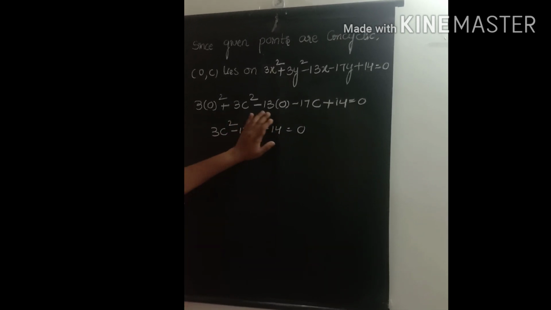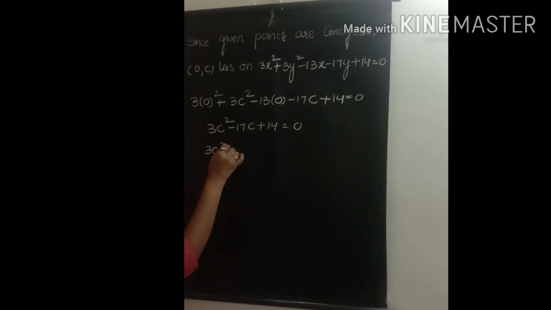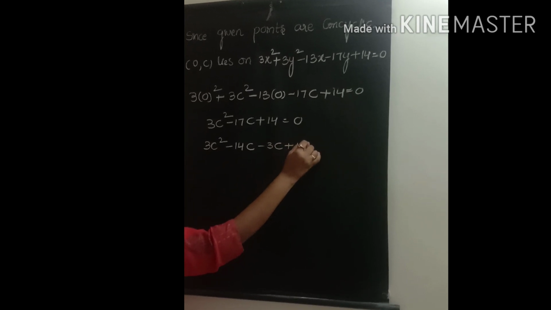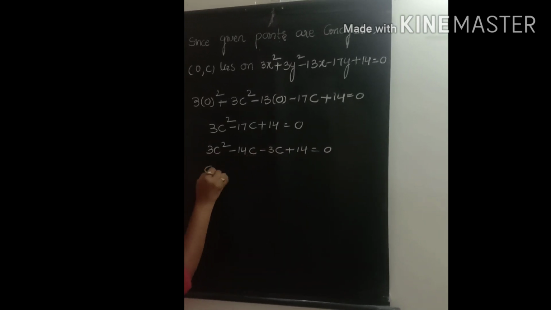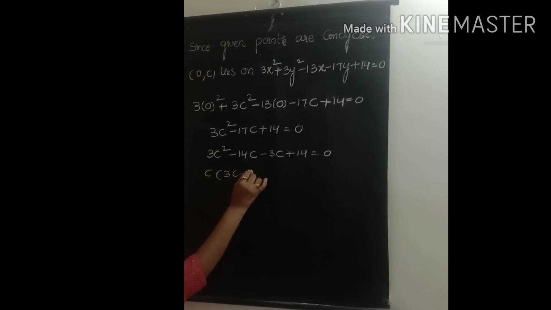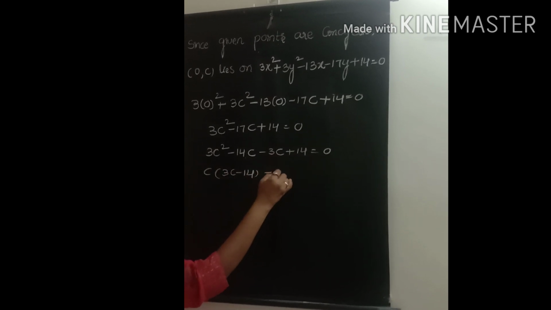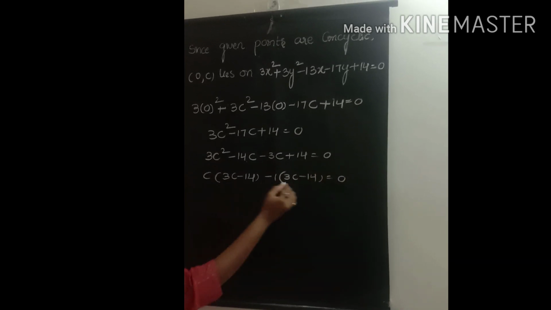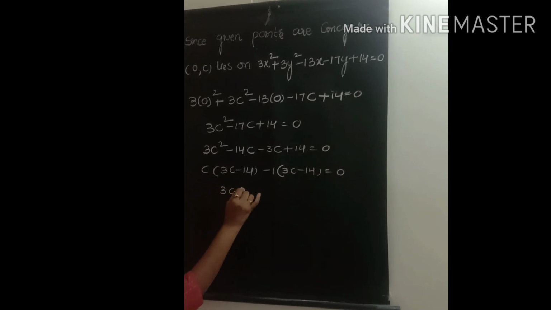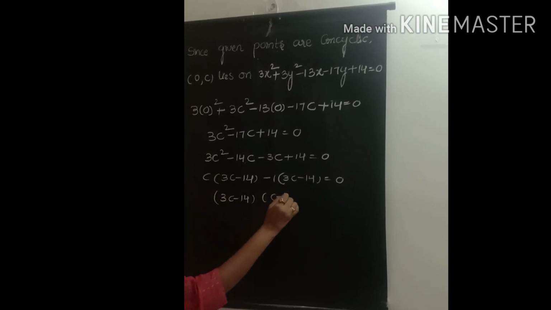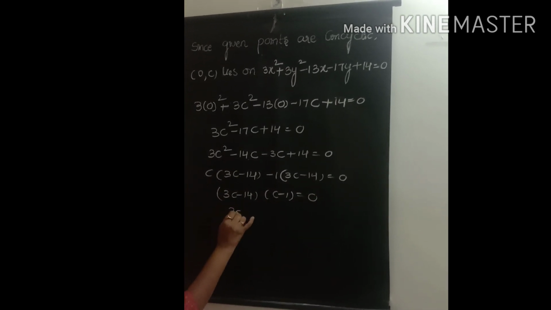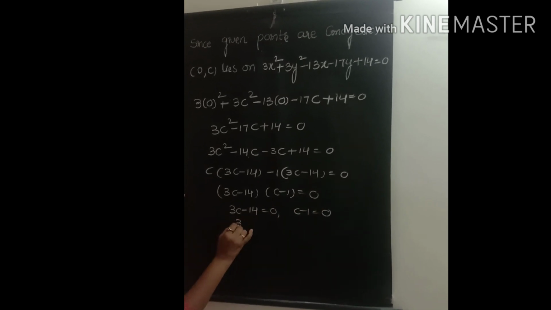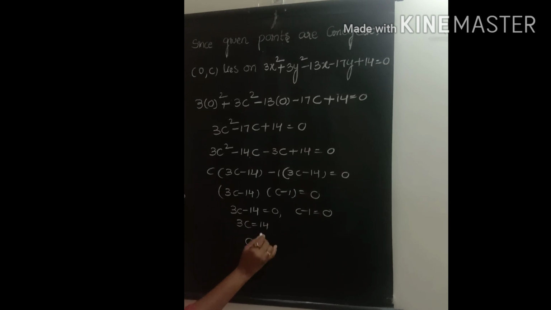Now taking the factorization, 3c square minus 14c minus 3c plus 14 is equal to 0. Taking c common from the first two terms, c into 3c minus 14. Again taking minus 1 common, minus 1 into 3c minus 14 is equal to 0. Taking that term as common, 3c minus 14 into c minus 1 is equal to 0. Then 3c minus 14 equals 0 and c minus 1 equals 0. 3c is equal to 14 and c is equal to 14 by 3.